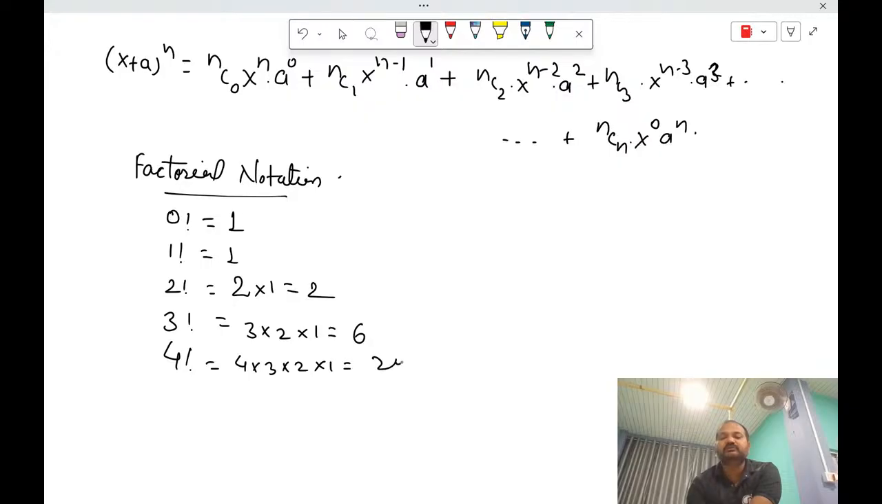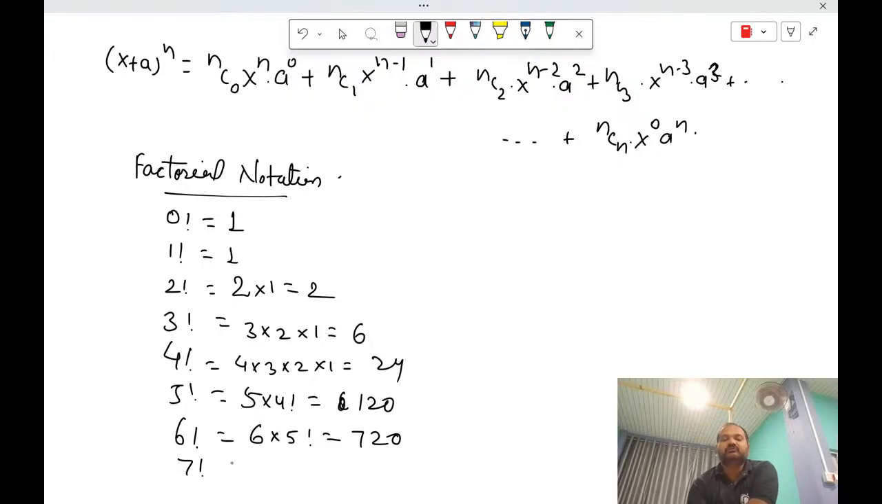It will be 24. So 5 factorial will be 5 into 4 factorial. We can write it as 5 into 4 into 3 into 2 into 1. So this one will be 24 into 5, which is 120. Now 6 factorial, we can write as 6 into 5 factorial. So it will be 720. 7 factorial: you should remember up to 10 factorial. This can be written as 7 into 6 factorial, so multiplied by 7, this one will be 5040.